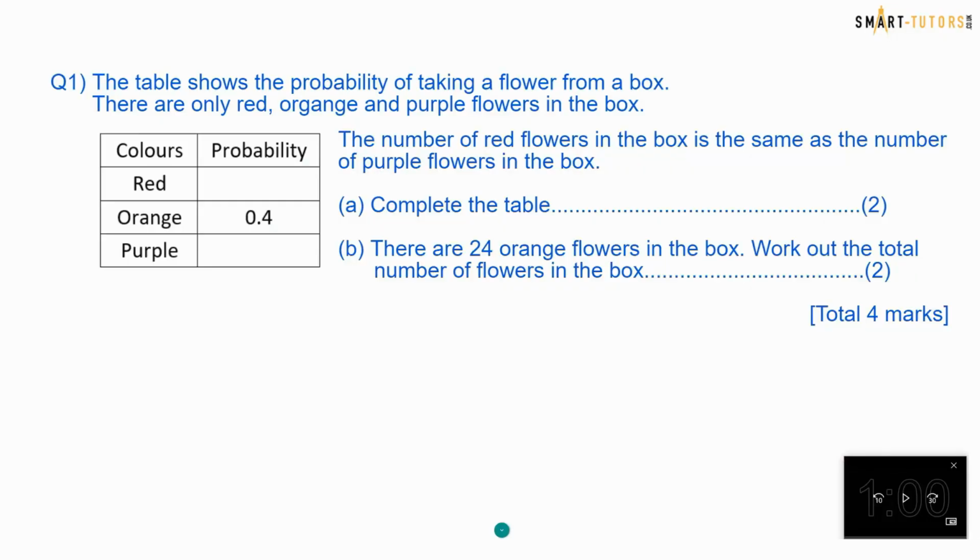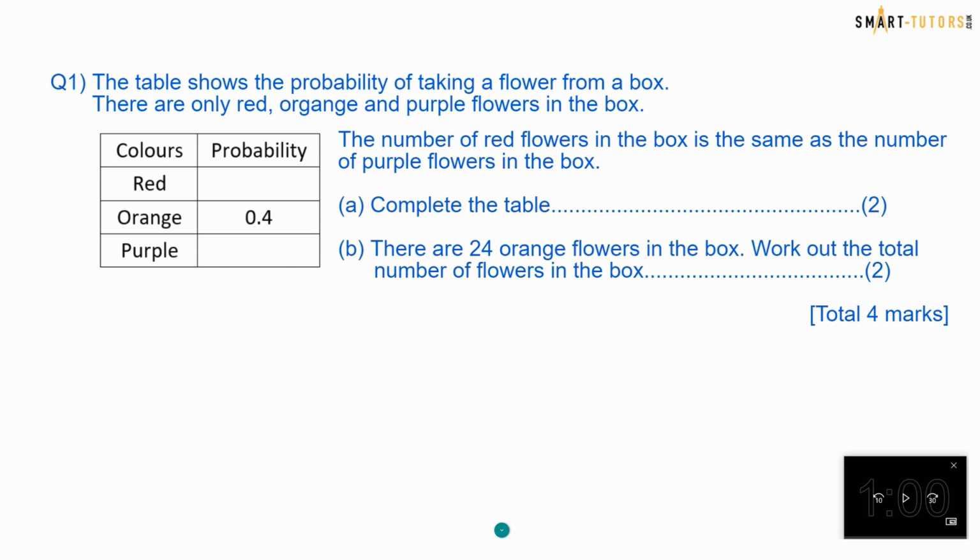Question number 1. The table shows the probability of taking a flower from a box. There are only red, orange and purple flowers in the box. The number of red flowers in the box is the same as the number of purple flowers in the box. Complete the table. It's a 2-mark question.